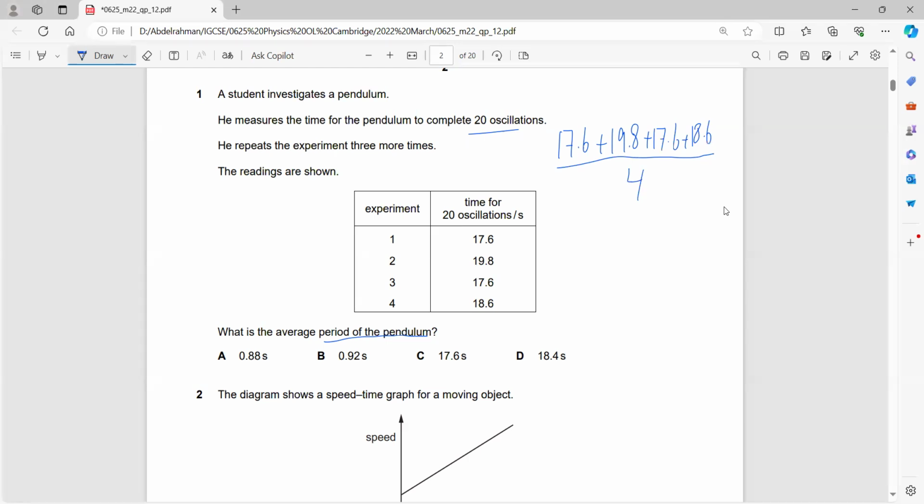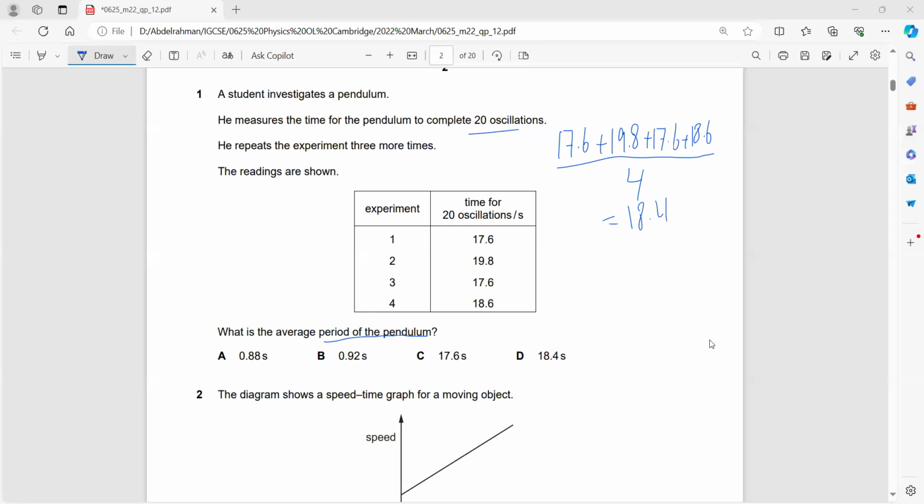Okay. Can someone calculate this? Can you calculate it quickly? Okay, this should be, if you add them, okay, I know the final answer. This would be 18.4. Is 18.4 the final answer?